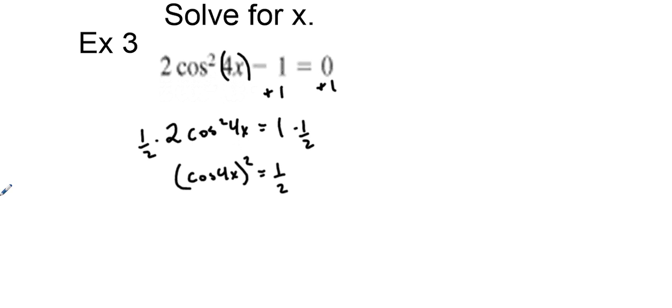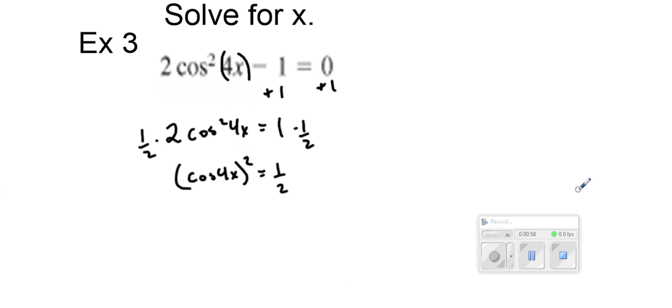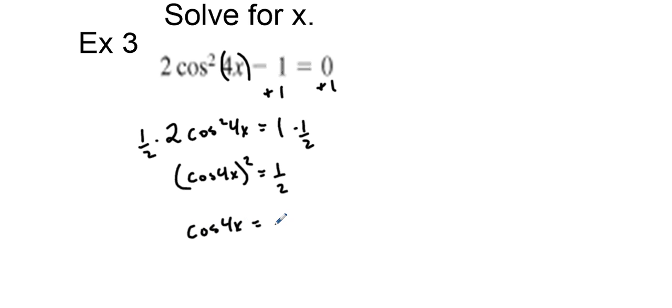From here, what we're going to do next is take the square root. When we do that to both sides, remember, we have to bring the plus or minus because we can have both a positive and negative value there. So like my previous problem, example number 2, if you saw that other video, we're going to create 2 different solutions.